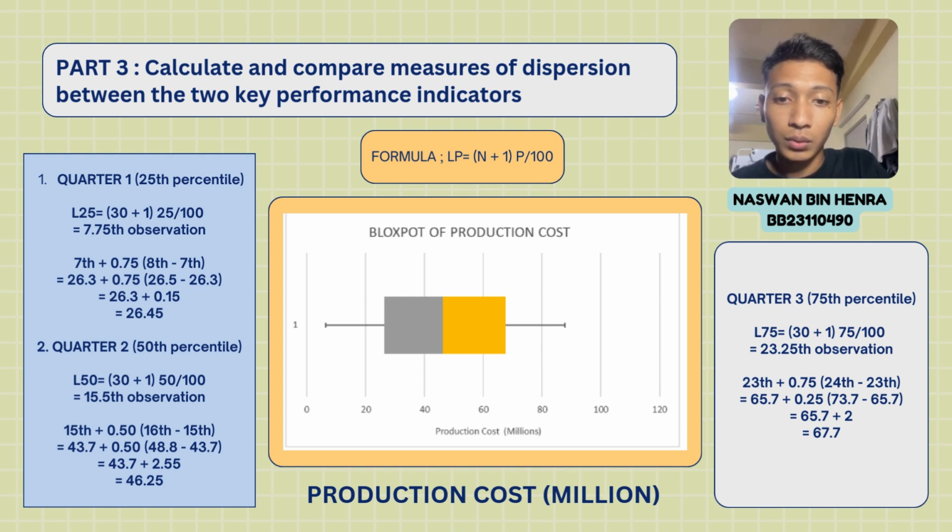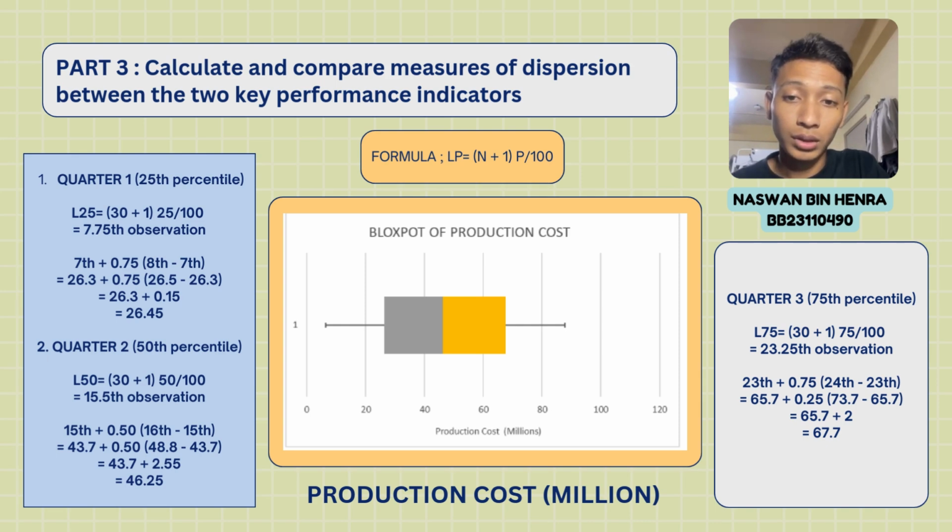First, to find quartile 1, just enter the data into the formula. For example, L_25 equals open bracket 13 plus 1 close bracket, 25 divided by 100. So we get the 7.75th observation. Next step is the 7th observation. To the value we got earlier, we add 0.75 times the 8th observation minus the 7th observation. So the answer for quartile 1 is 26.45.